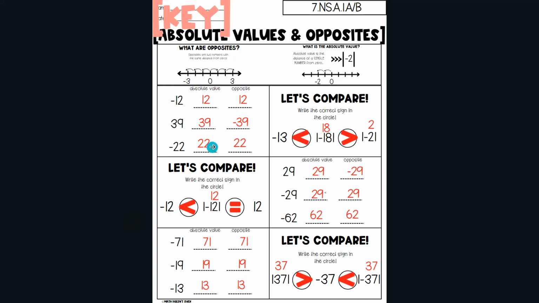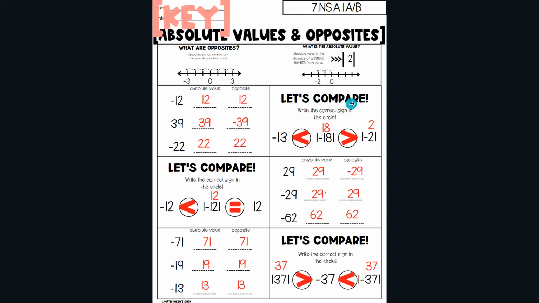Negative 22 is 22 spaces from 0. So its absolute value is 22. Its opposite is also 22 because negative 22 is 22 spaces to the left. Positive 22 is 22 spaces to the right.